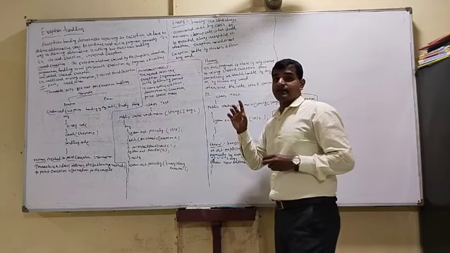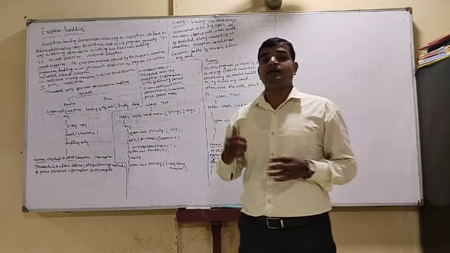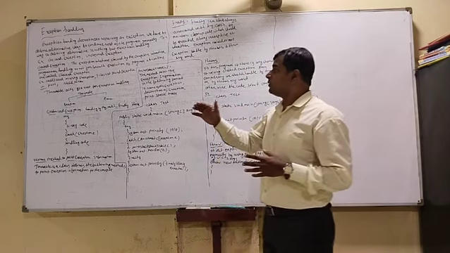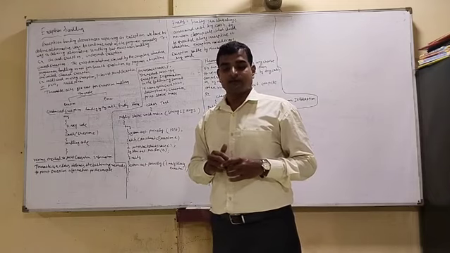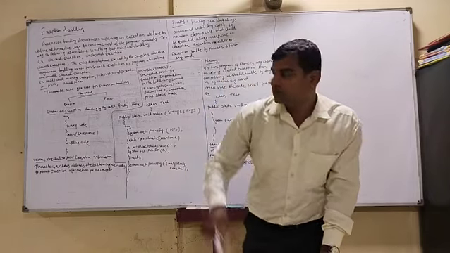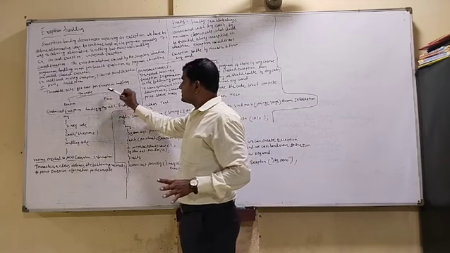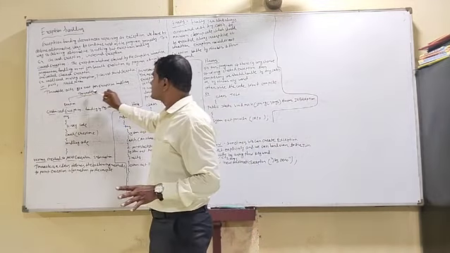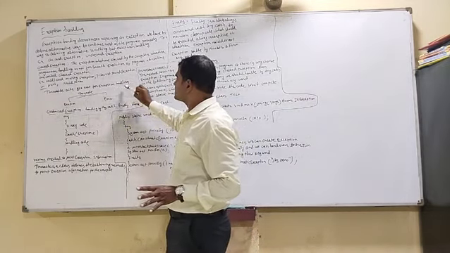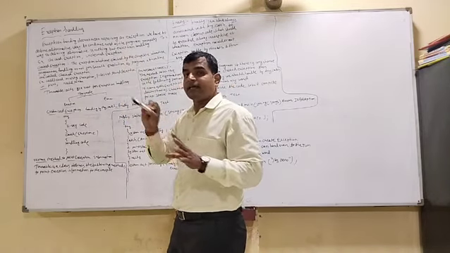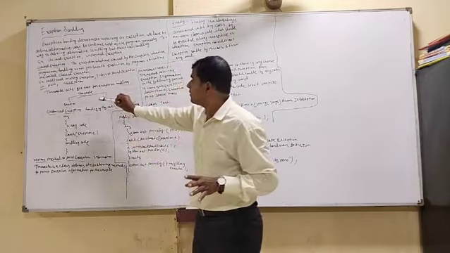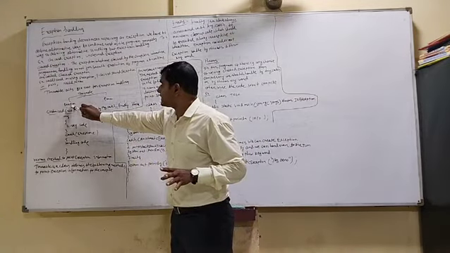In exception hierarchy, throwable acts as the root for exception handling. Here I am writing throwable. Throwable is the root, and children are exception and error.